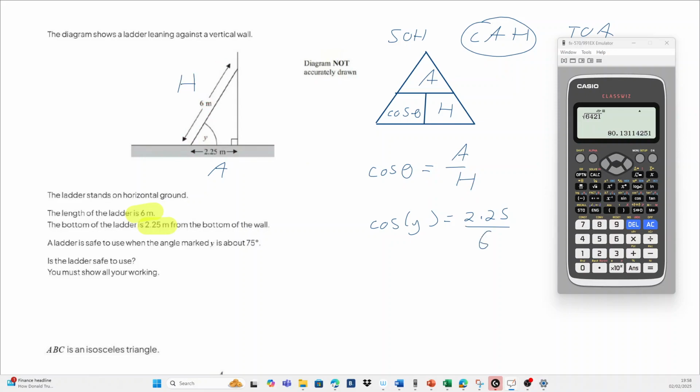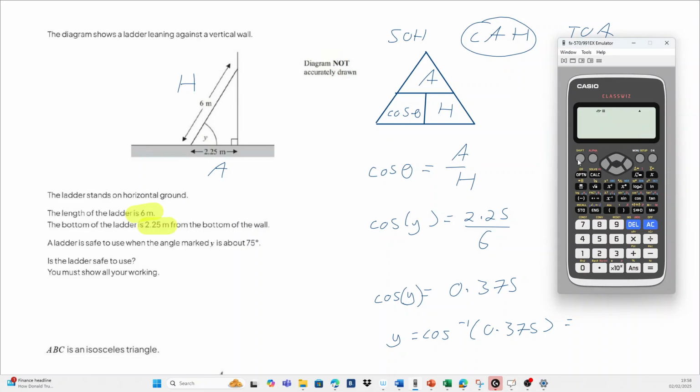Okay, so cos of the angle Y is equal to, I put it into a bracket just to make it a bit clearer, 2.25 divided by 6, which gives you this, which is pretty nasty. Now, oh no, it's not nasty, 0.375. There we go. Now, to go and get the angle here, we've got to do cos inverse. So the angle Y is going to be equal to cos inverse 0.375, which is equal to whatever it's equal to.